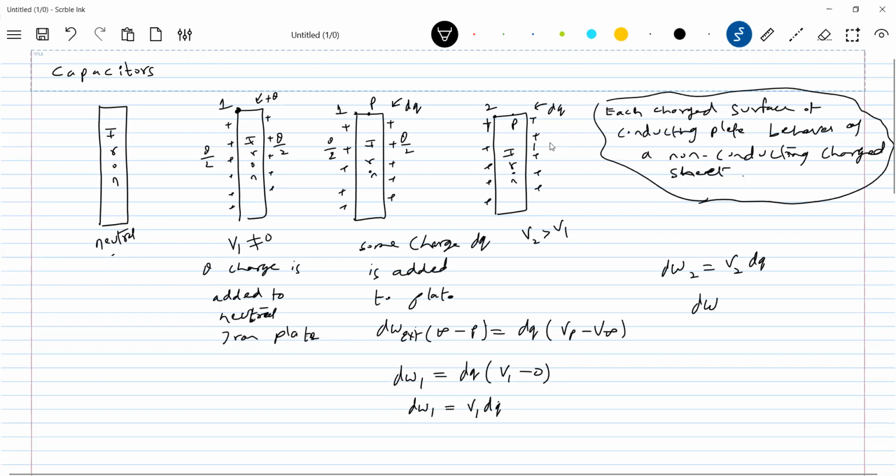Suppose the first time I'm spending 1 joule for 1 coulomb. For the same 1 coulomb I have to spend more. So the first time dW1 is 1 joule, and dW2 will be more than that. But the same charge I'll be adding. So every time I add charge dq, I have to do more and more work. This will be very problematic, no?